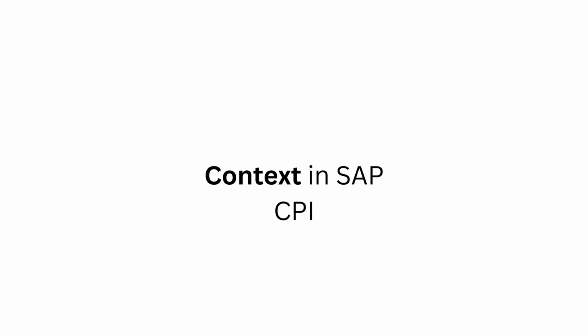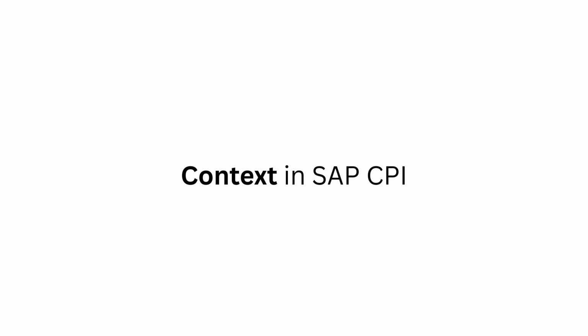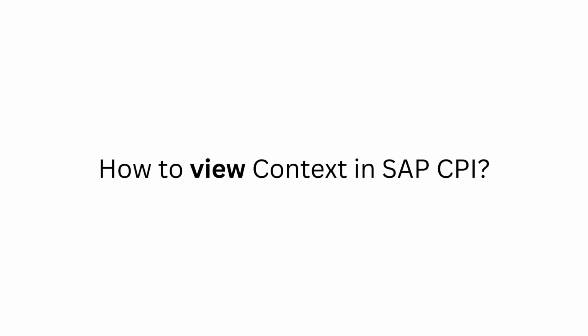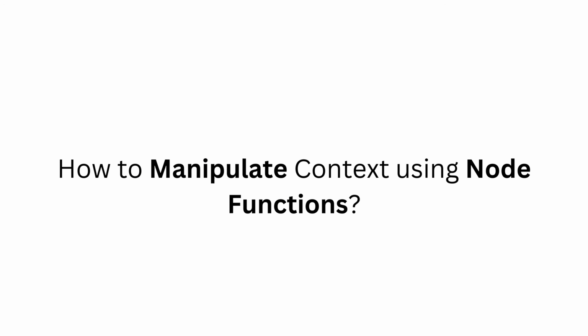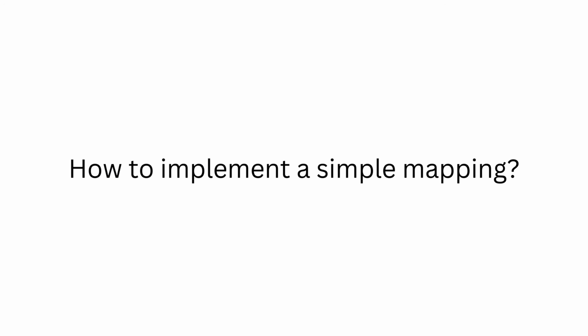In this video, I'm going to talk about context in SAP CPI. So we're going to look at what is a context and how can you see the context in SAP CPI? How can you manipulate a context by using node functions? And how can you implement a simple mapping to convert a source structure into target structure by using node functions?